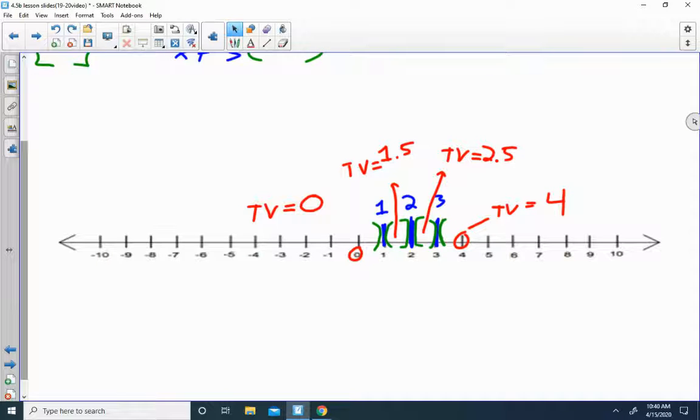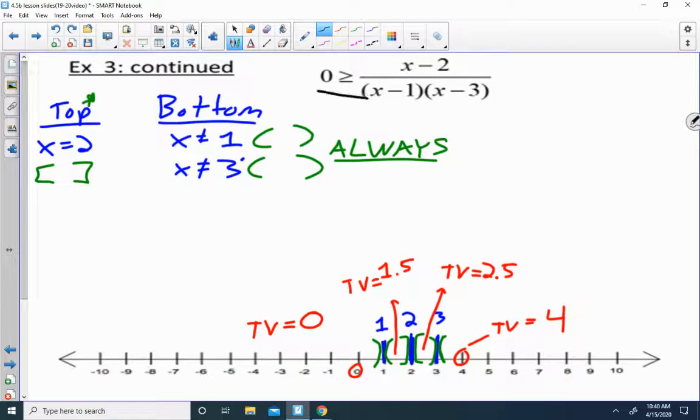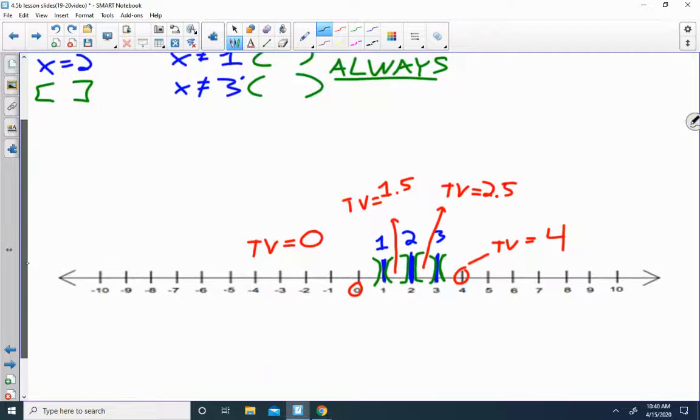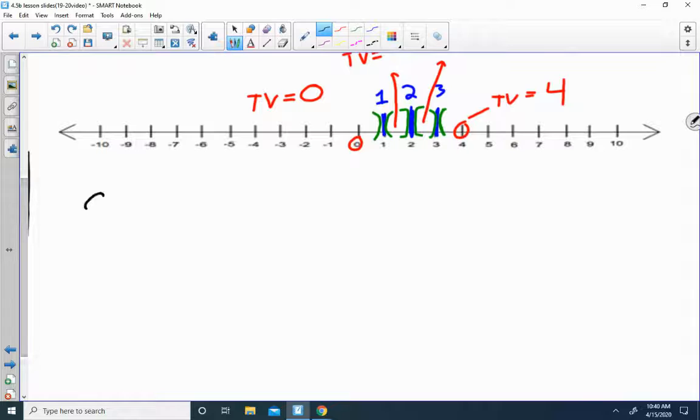Again, something you can use: you can use the fact that the intervals are going to be alternating to help you out. I'm just going to go ahead and plug in everything just so you guys can check your work. So we need to do some plugging and chugging. This is the function we're going to be using. Let's write that down. Over here, I'm going to put 0 greater than or equal to x minus 2 all over x minus 1, x minus 3.